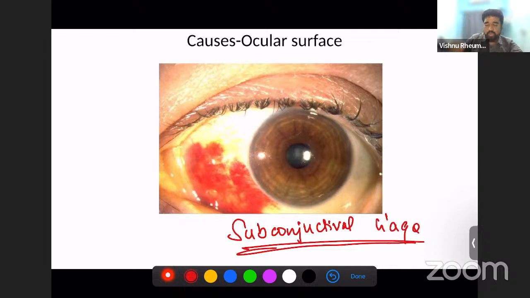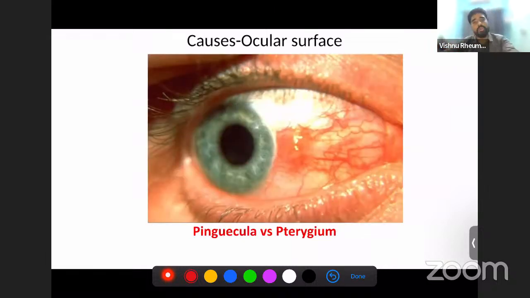So what do you do here? You basically manage conservatively only. There is no therapy, just reassurance, and usually it clears in 2 to 3 weeks. Then you have pinguecula and pterygium.